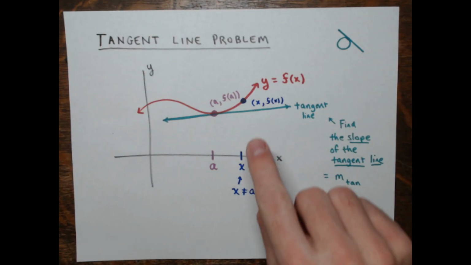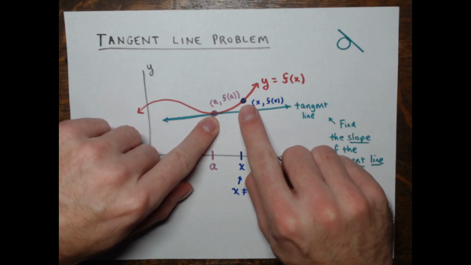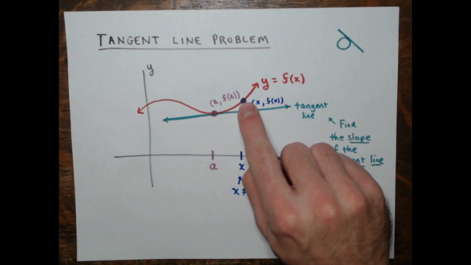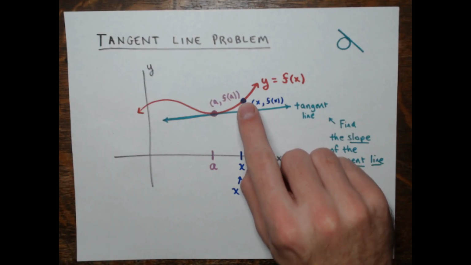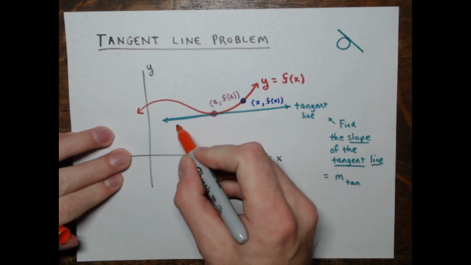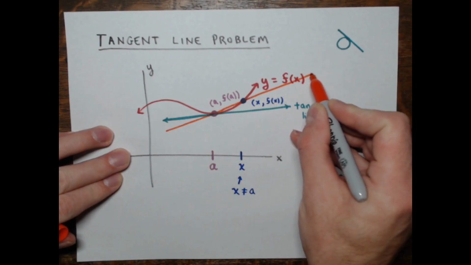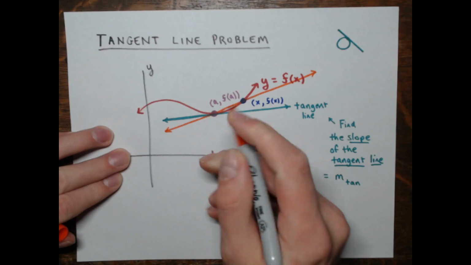And I'm going to draw a line. Now I have 2 points on the curve, this (a, f(a)) and (x, f(x)). Remember, when you have 2 points, you can draw a line. So here is a line going through those 2 points, through (a, f(a)) and (x, f(x)). So this line I just drew here.